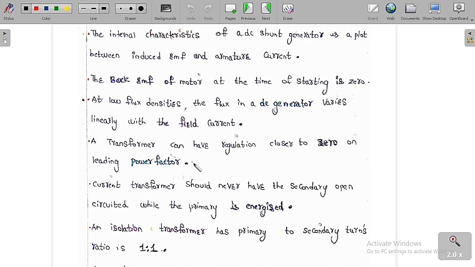I have already told you, in the lagging load the voltage regulation is always positive, whereas in the leading load, the voltage regulation can be positive, it can be negative, it can even be zero.